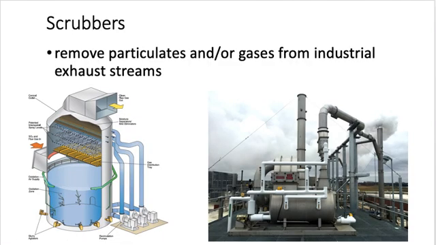So another thing you need to know about are scrubbers. And what do scrubbers do? They do exactly what they sound like they do. They scrub things away, or they remove particles and gases. Typically, they're used in industrial exhaust streams, maybe factories, or coal burning plants, someplace where you're having a lot of exhaust, or typically burning, giving off chemicals in some way or another.